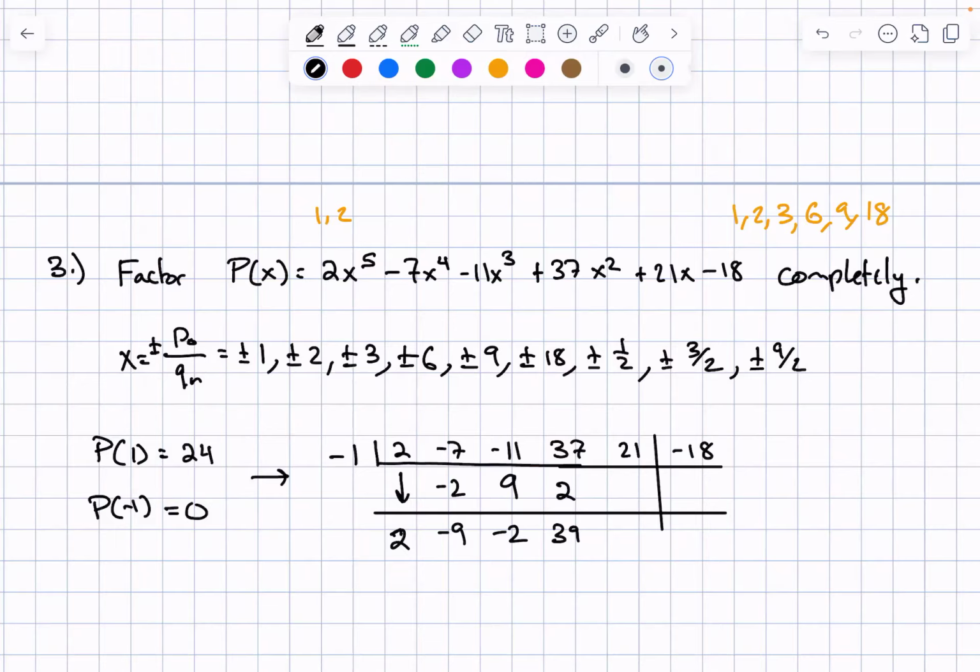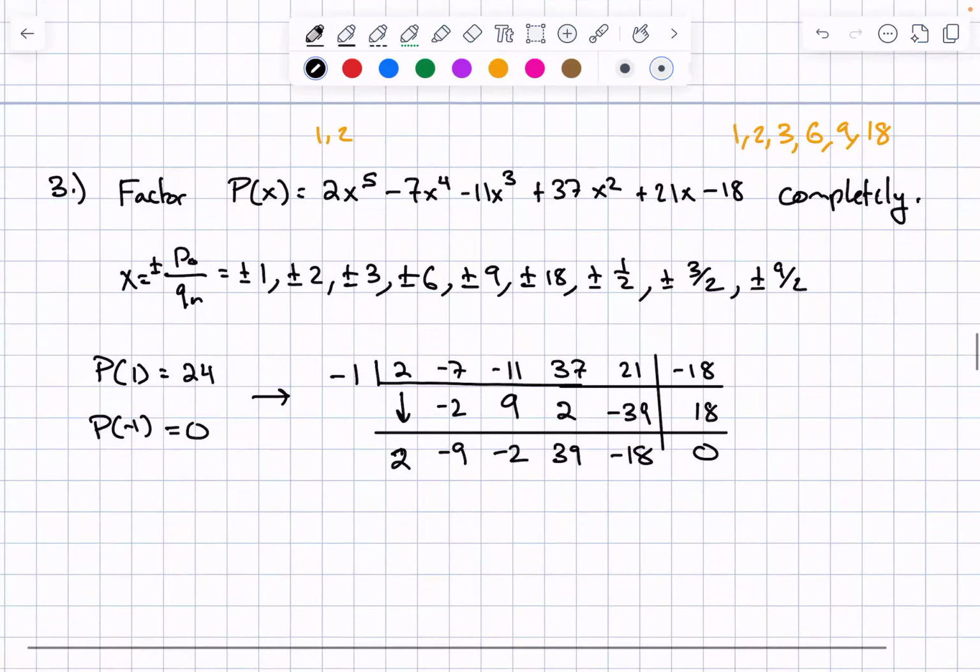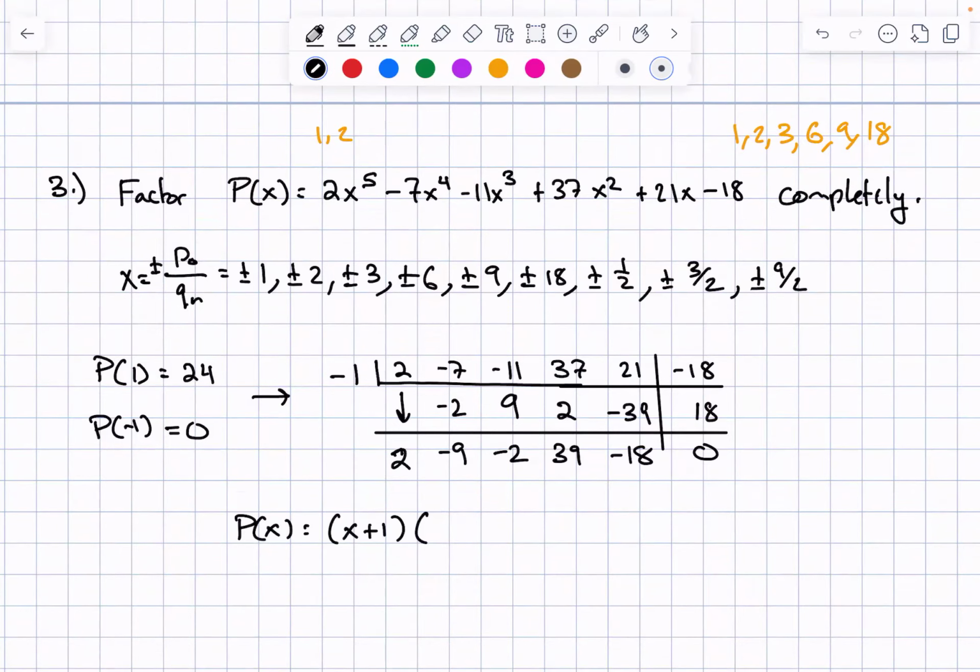That gives me 39. Then I get negative 39 and add them together. I get negative 18. And then I get positive 18, which gives me 0. So P of x can now be factored into x minus negative 1, so that's x plus 1 times 2x squared, or 2x to the fourth minus 9x cubed minus 2x squared plus 39x minus 18.